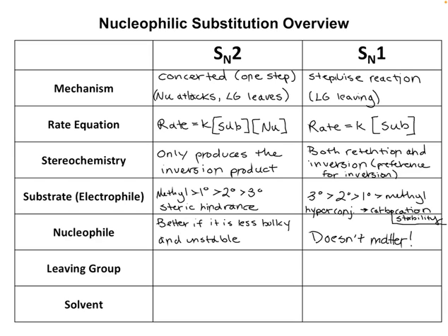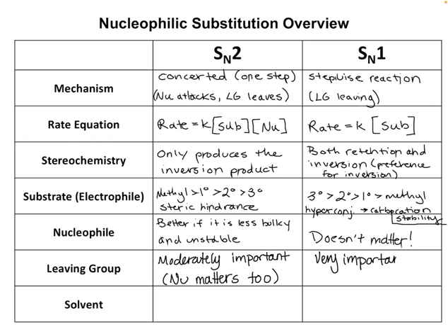So we just said that for SN2, the leaving group is moderately important because the nucleophile matters as well in the rate determining step. And for SN1, the leaving group is very important because it is the only thing involved in the rate determining step.